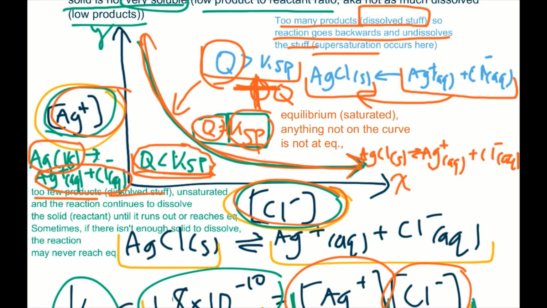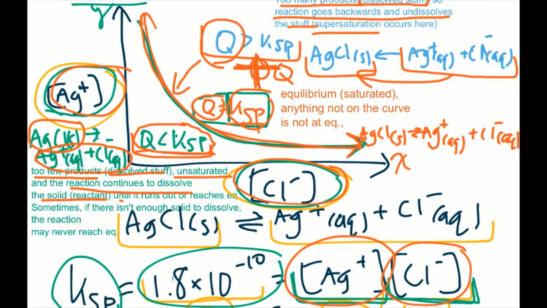Now, this occurs, of course, when Q is less than Ksp, or when there are too few products or dissolved stuff. And when there are too few products, or in other words, it is an unsaturated solution, then the reaction continues to dissolve the solid, or our reactant, until it runs out or it reaches equilibrium. Sometimes, if there isn't enough solid to dissolve, the reaction may never reach equilibrium. So if you're at a point like over here, this means that Q is less than Ksp, and that means that you're not at equilibrium. And if you have no more solid at that point, then that means that you'll stay at that point.